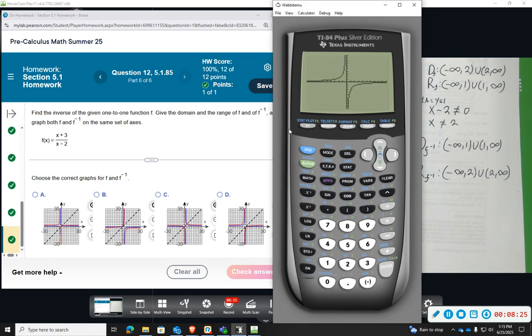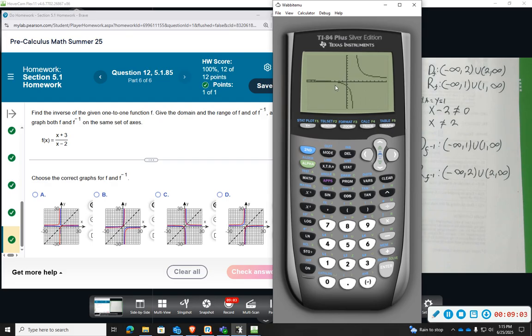All right, we're going to turn this on, go to y equals, clear out. We're going to graph y1. I'm going to just go ahead and make the fraction bar with alpha, y equals, and enter. It avoids extra parentheses, so we're going to do x plus 3 over x minus 2. So this will just be the original graph. I'll graph it and see what it looks like.